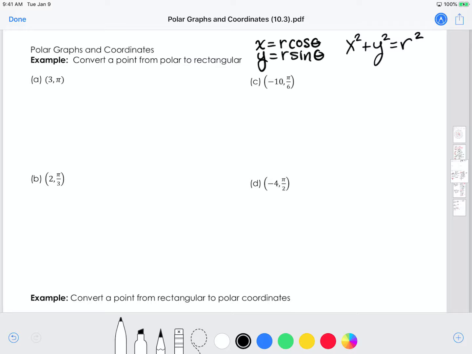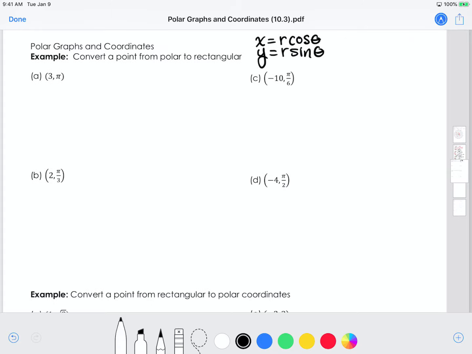squared. Now, we've seen this before when we talked about the unit circle, but with the unit circle, the radius is 1. So with the unit circle, you would have x squared plus y squared is equal to 1 squared, which is just 1. And this is going to help us go back and forth between rectangular and polar.